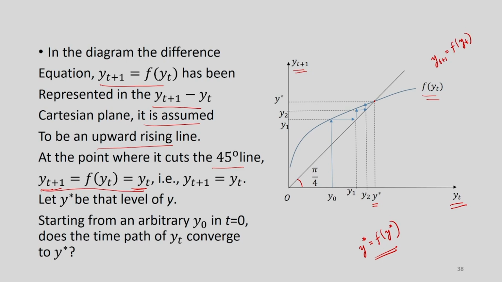Now, start from an arbitrary y0 at t equal to 0. Suppose we are starting in the initial period where t is equal to 0. What is the value of y in that period? Let us suppose that is y0. That could be any arbitrary value. We are taking a y0 like here, it could be somewhere else also. Now, the question we are asking is, does the time path of yt converge to y star? That is the question of dynamic stability or the lack of it.